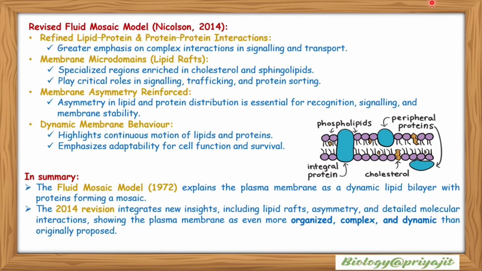In summary, the fluid mosaic model in 1972 explained the plasma membrane as a dynamic lipid bilayer with proteins forming a mosaic structure. But the 2014 revision integrates new insights including the lipid rafts concept, asymmetry and detailed molecular interactions of the different components of the cell membrane, showing the plasma membrane as even more organized, complex and dynamic than originally proposed.